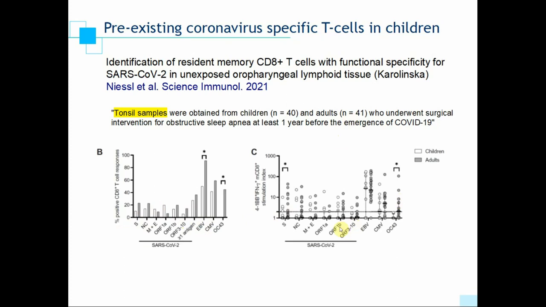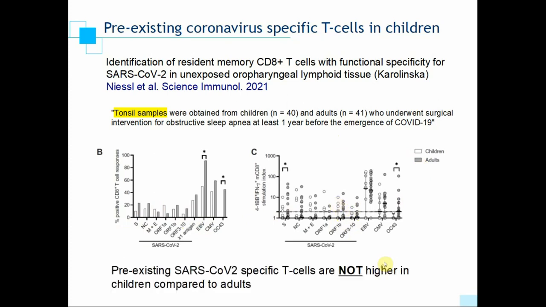Basically, what I want you to look at here is ORF1b. So ORF1b is what codes for the virus RNA polymerase and the helicase. And comparing children and adults, there's no difference. Okay, so the pre-existing SARS-CoV-2 specific T cells are not higher in children compared to adults. So this doesn't explain why children are more resistant to the infection.